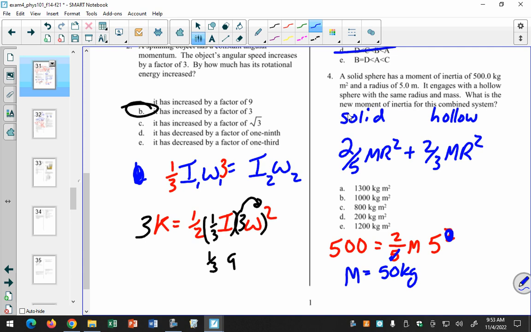All right, so I have then, for the total moment of inertia, 500 plus 2/3 of 50 times the radius squared, which is 5 squared. So that's going to be 50 times 500. I think it's E. Is E the right answer, do y'all know?